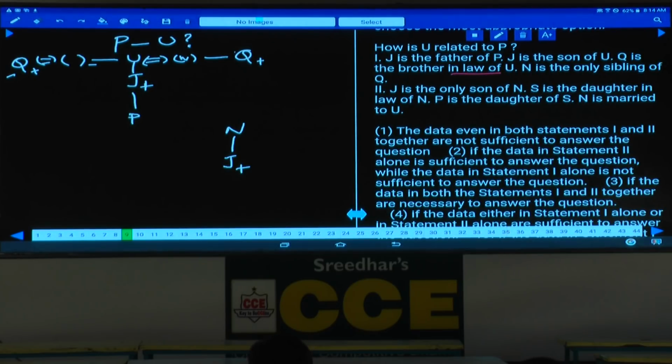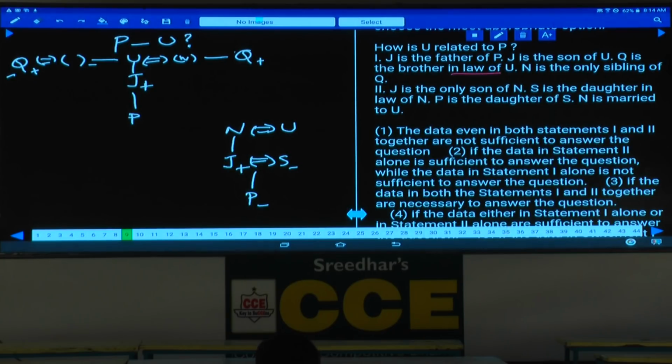And S is the daughter-in-law of N. Daughter-in-law means son's wife. Now, as J is the only son, this S must be the wife of J only. Done with this? And P is the daughter of S, and N is married to.